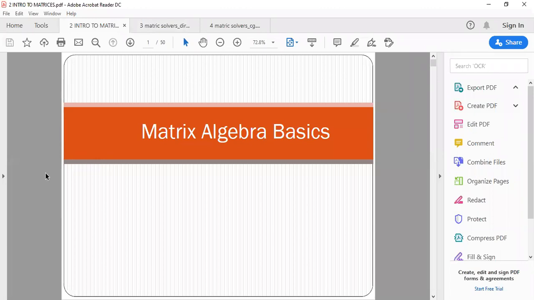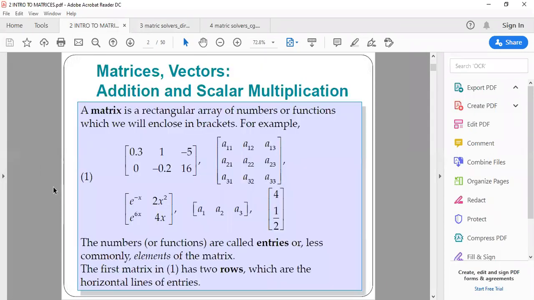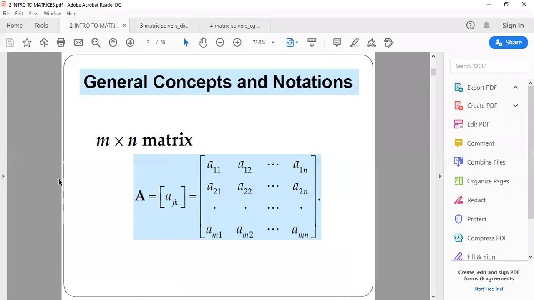Before we go into the solvers, you need to know the basics of matrices. You have to brush up on matrix algebra basics, so you can go through the material I have shared in Google Classroom and just brush up. What is the definition of a matrix? It has M cross N entries.